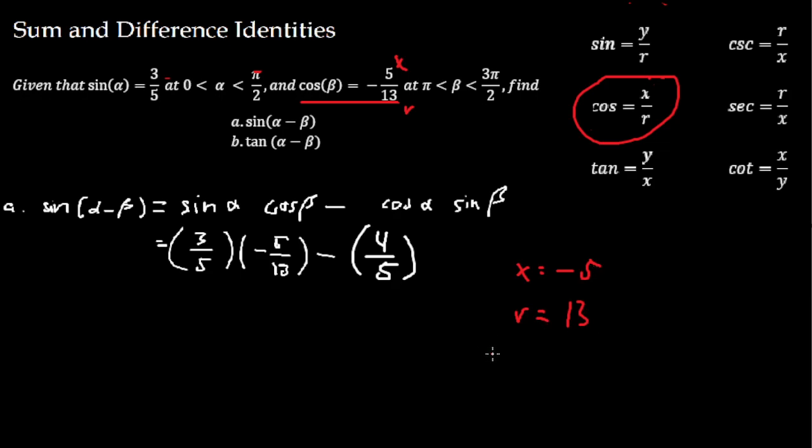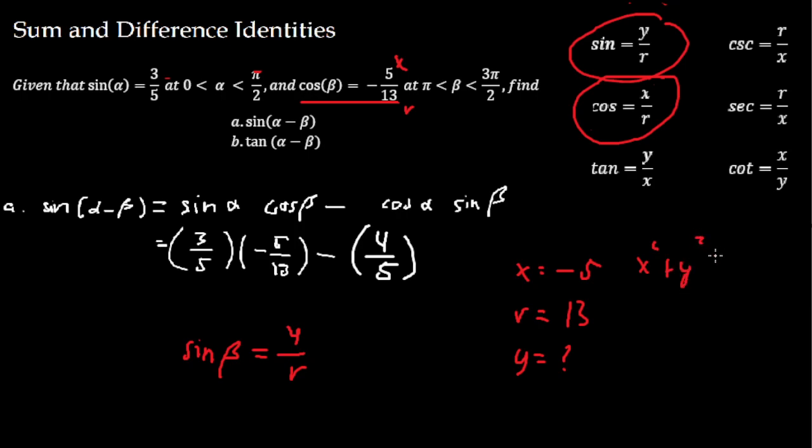Now, according to our 6 trigonometric ratios, sine is equal to y over r. So, the sine of beta is equal to y over r. However, we don't have y. Now, going back to the previous process, we can use the Pythagorean theorem to find the value of y. Now, x squared plus y squared is equal to r squared. Now we have x, negative 5 squared.